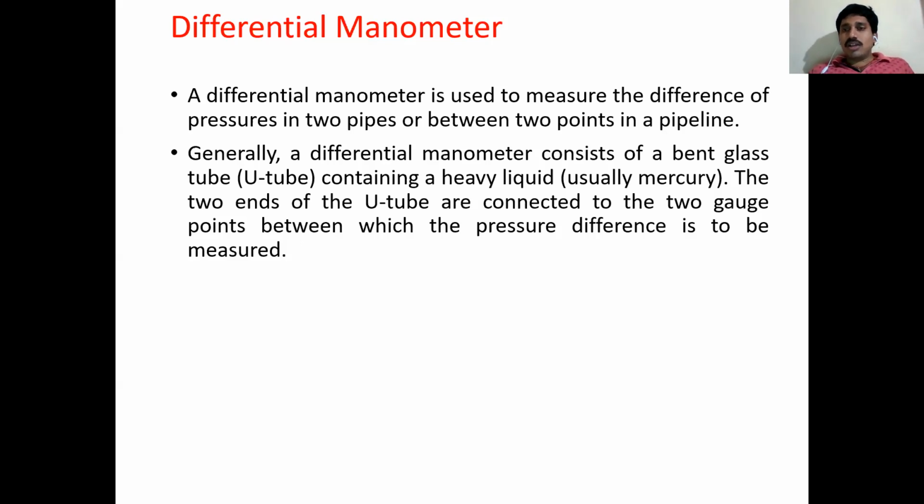And these U tube ends are not open to atmosphere. They are always connected to gauge pressure points. That is one more thing you have to observe here. When you go for a U tube manometer, one end is exposed to atmosphere, open to atmosphere. But in a differential manometer, it is not so. In a differential manometer, two ends are directly connected to two pressure points, which are not exposed to atmosphere. That is what you should understand.